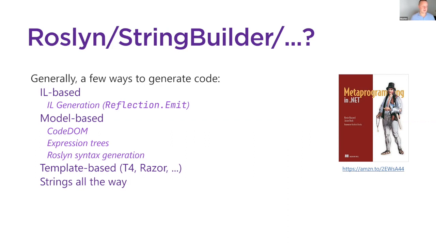There's model-based code generation. In older .NET versions, you had CodeDOM, where you could essentially say, I have a class with these fields, these types, and then generate C# or even VB.NET from that. There's expression trees that you can use, and there's Roslyn syntax generation. I'll show an example of those in a little bit, but we decided to go with the string-based way, which is essentially a little bit lower level than using a template-based approach. We decided to just write C# code and generate strings to write code to disk.